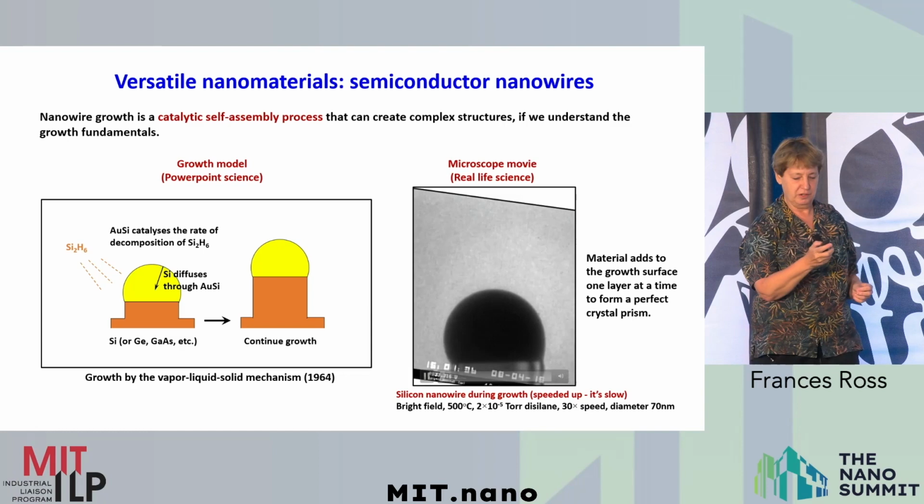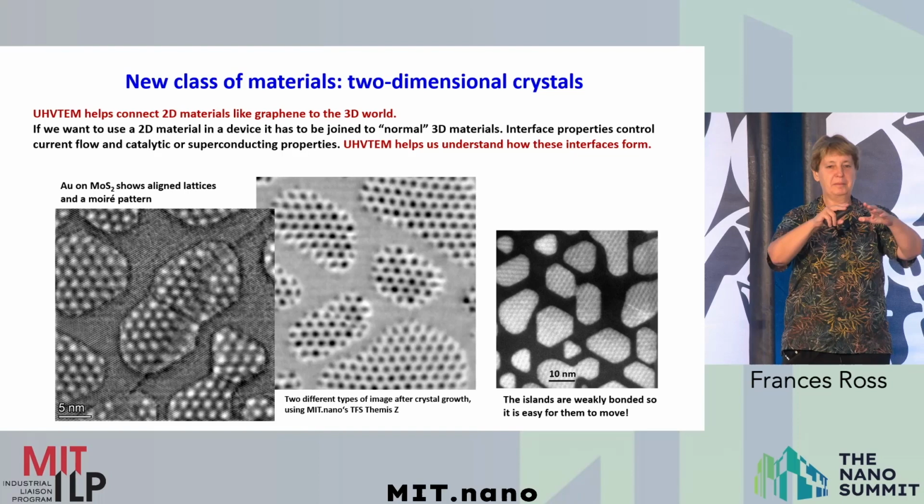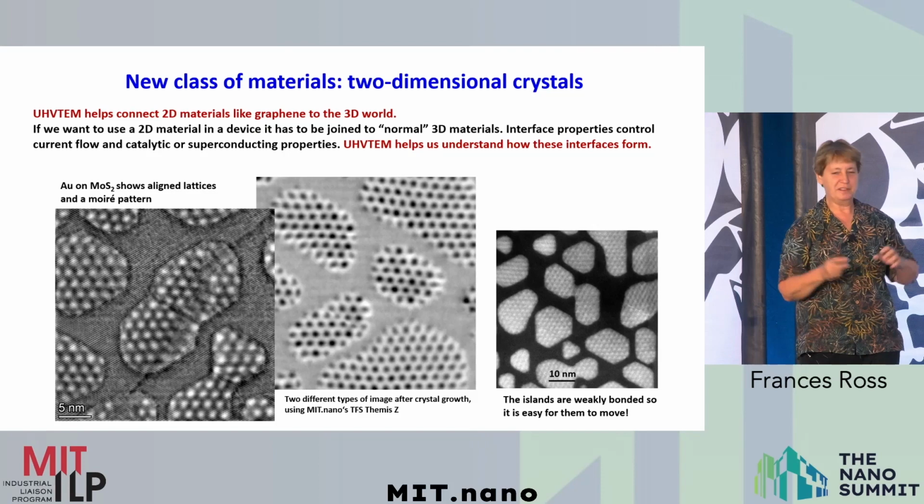So the second example I'll show relates to two-dimensional crystals, which we've heard a lot about over the day. Imagine a sheet of, in this case, molybdenum disulfide, and we've deposited gold on top of it. Gold is just a test thing to make sure we understand what's going on. You can see this fabulous contrast. These images are very artistic in my view.